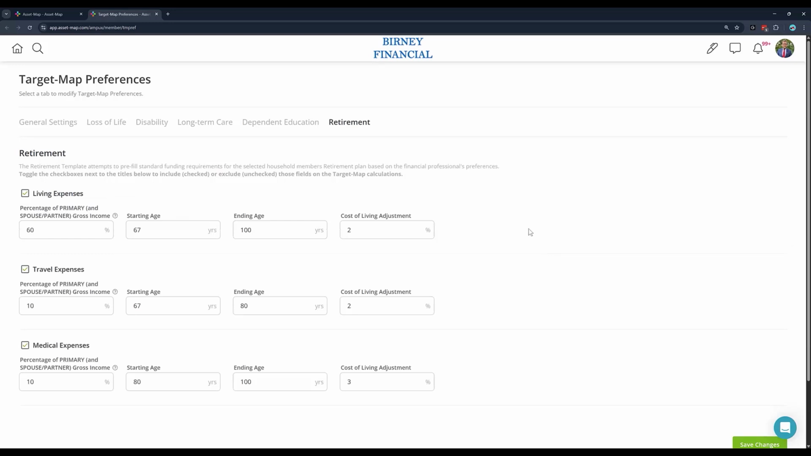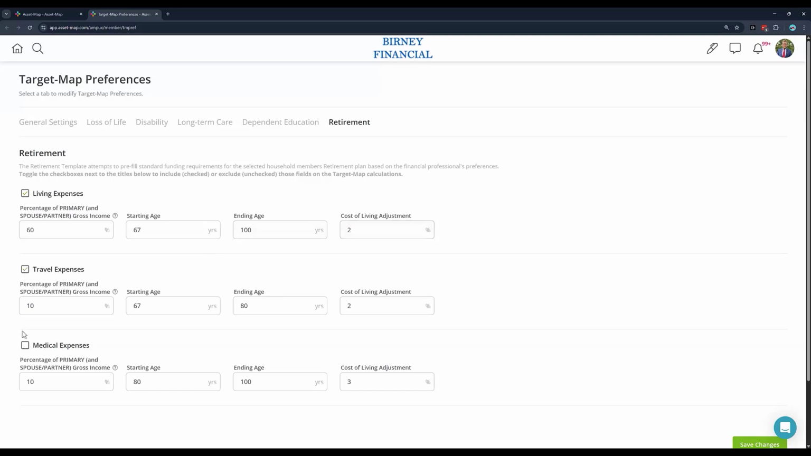I split retirement into 3 categories: living, travel, medical. Some clients, or some advisors, excuse me, might just want to have one straight line income as the goal. Okay, great. Uncheck travel and medical. Just have this be the goal until age 100 at a certain COLA. There you go. How do we fund for it?